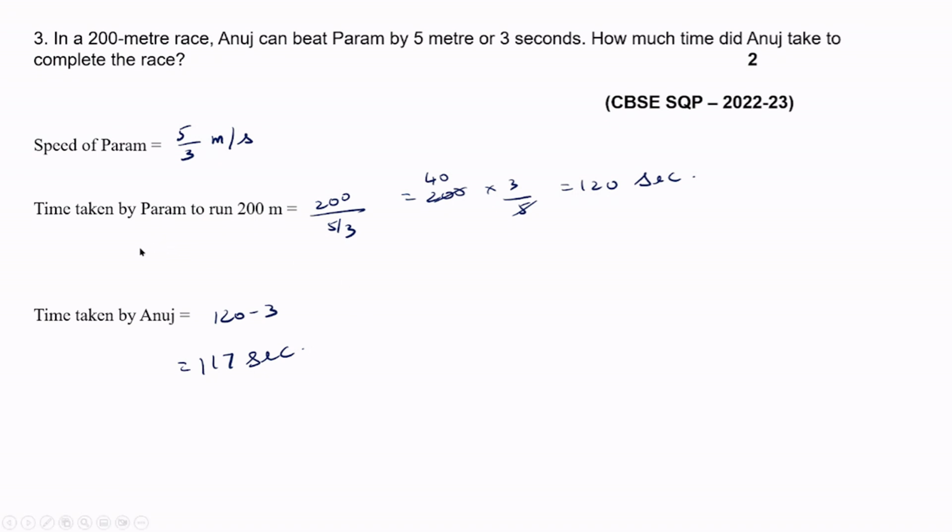So here finding the speed of Param and time taken by Param, it will carry 1 mark, and finding the time taken by Anuj carries 1 mark. So a total of 2 marks for this question.